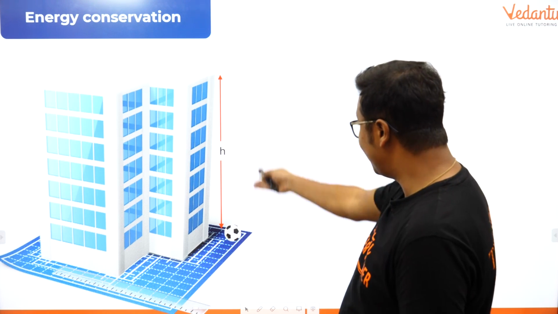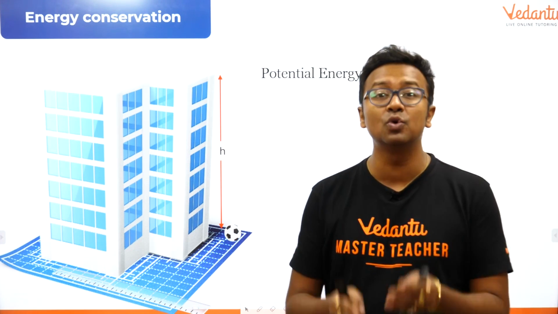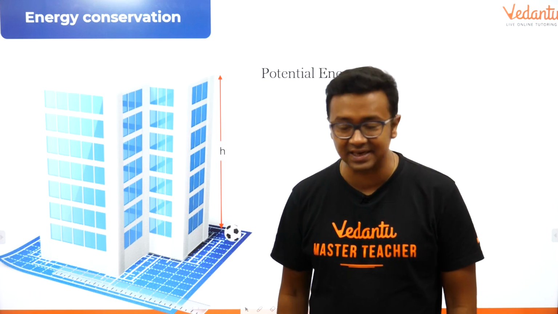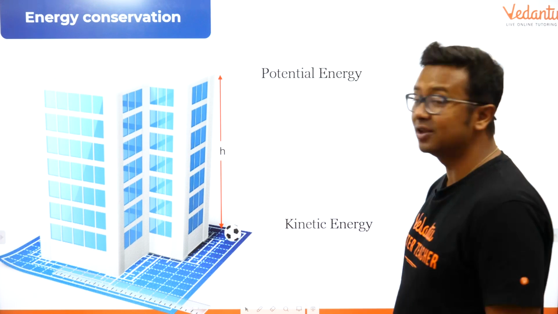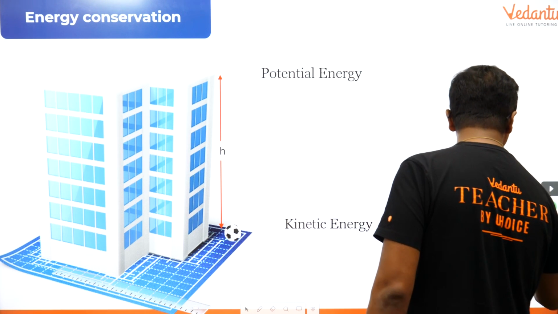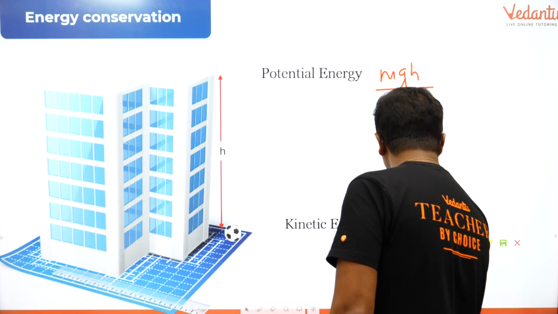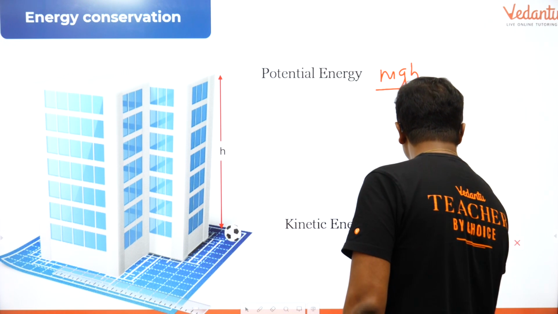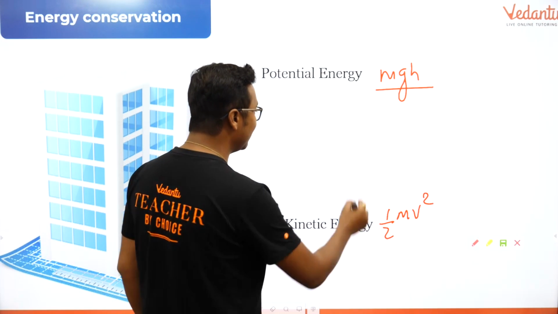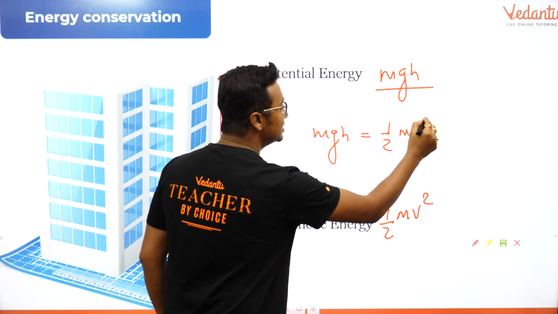So as it falls down by a height h, at the top it had only potential energy, which was equal to mgh, isn't it? Now as it fell down, all its potential energy got converted, isn't it? And it got converted into what? Your kinetic energy. So whatever you had as potential energy out here, that is mgh, has got converted into half mv square. So as per the principle of conservation of energy, my dear students, we can put it here that mgh is equal to half mv square.